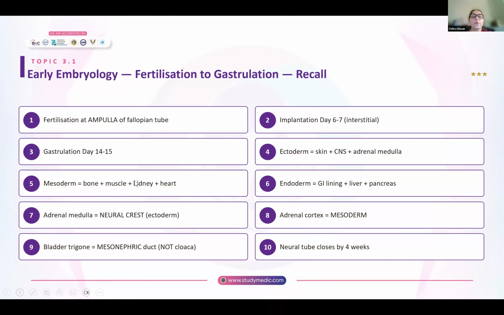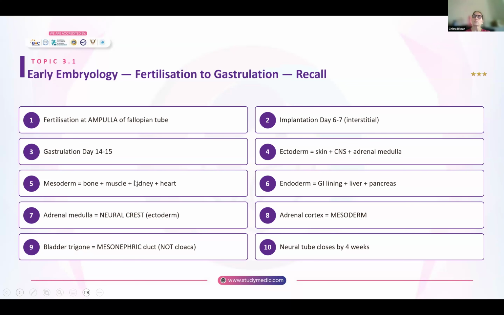So important points to remember about early embryology, that means fertilization to gastrulation. Remember, fertilization takes place in the ampulla of the fallopian tube. Something very important to remember again here, that ampulla is the site where you get the most ectopic pregnancies. Implantation occurs on day 6 to 7 in the deciduum of the uterus. Gastrulation begins day 14 to 15 or at the end of the second week.